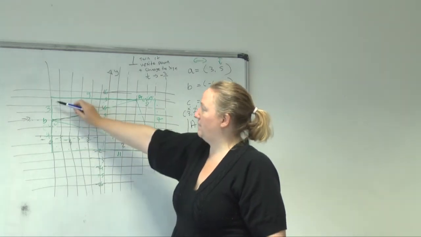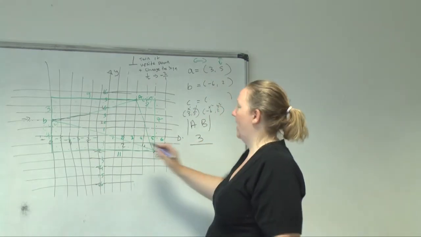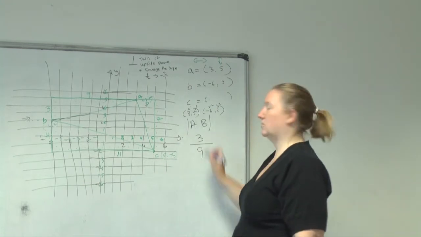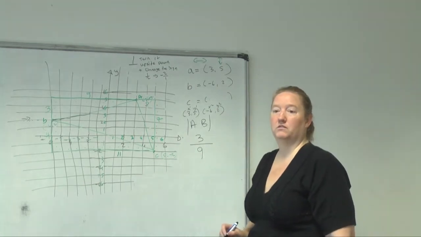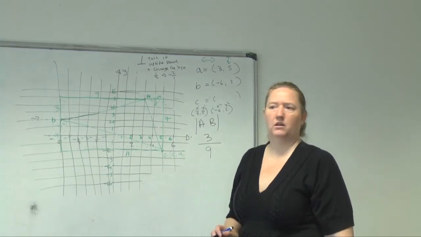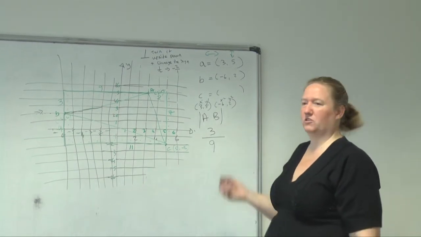Then you count how many boxes you have down. You've got 3. Over how many boxes have you got across? 9. You have 9. So your slope is 3 over 9. Okay? Or 1 over 3. So your slope is 1 in 3. For this one, we can leave it as 3 over 9.